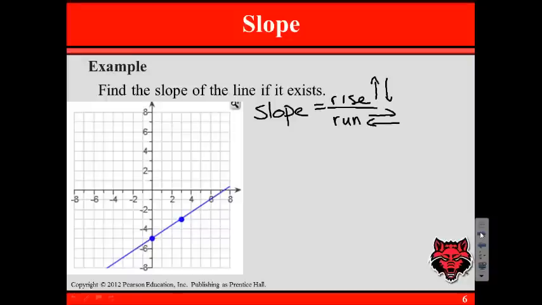Starting with any point on this graph, let's start with the point (0, -5), and let's figure out how many we need to move up and to the right to get to the next point. So starting at (0, -5), we go 1, 2. So the vertical change is 2. The horizontal change is 1, 2, 3. So we see horizontally, or to the right, we go 3. So if we use this definition, that slope equals rise over run.